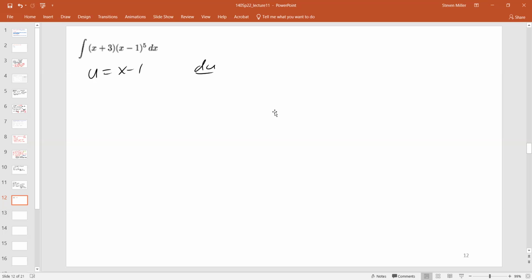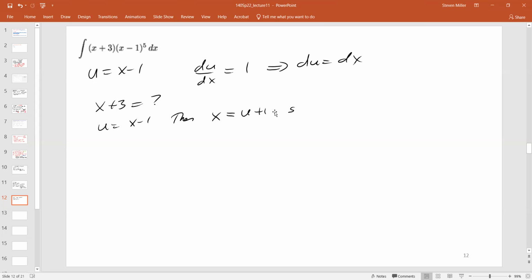What would du dx be? Oh, life is good, right? du is dx. That's the simplest possible conversion I can have. Now, what is x plus 3? I need to convert x plus 3. Well, if u equals x minus 1, then what does x equal in terms of u? u plus 1. So x plus 3 is just going to be u plus 4.